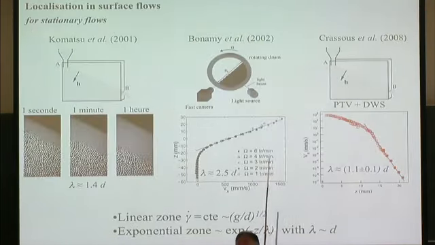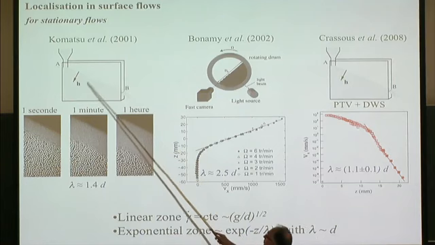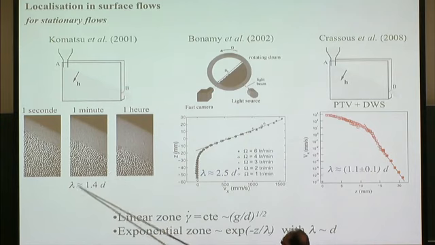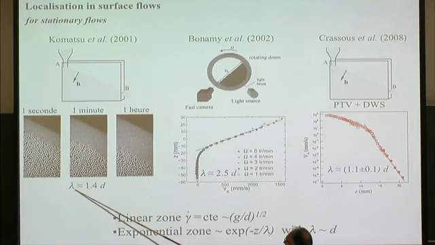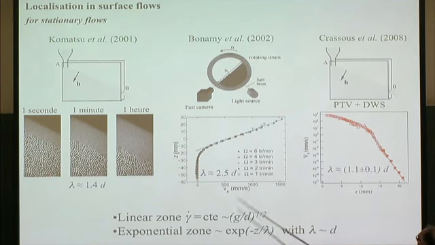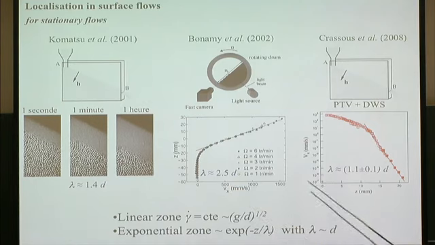And I just recall that this localization has already been observed in many systems, like stationary fluid flows on an inclined pile. This team has measured this characteristic length for the exponential decrease of the velocity profile. And in rotating drums, it is a little bit different, but with the same scaling, and also by diffusive light scattering, with about 1 grain diameter.